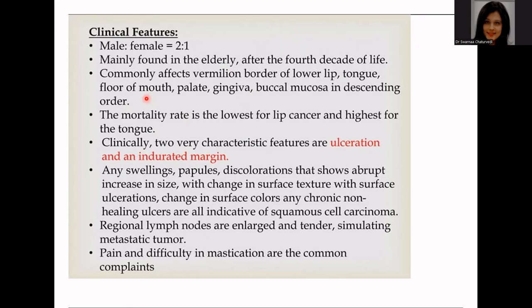In this case, another thing that we come across is regional lymph node enlargement and tenderness, which simulates a metastatic tumor. Along with that, the patient comes with a complaint of pain and difficulty in mastication.